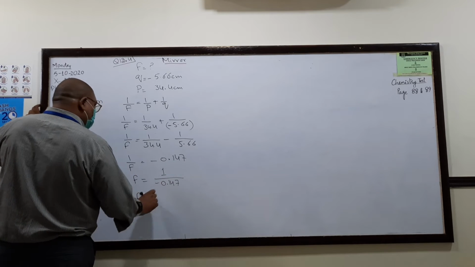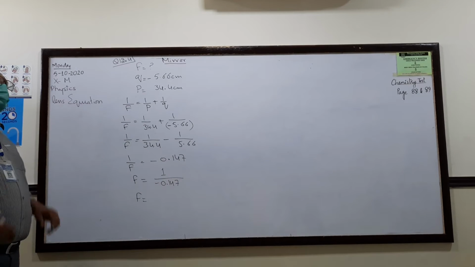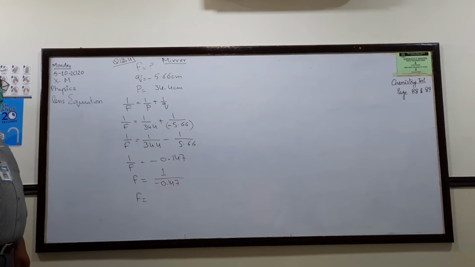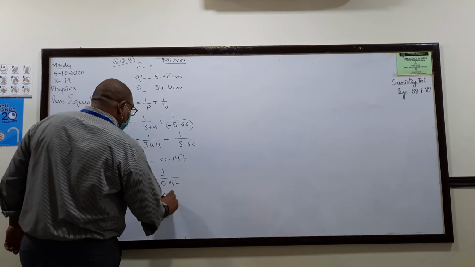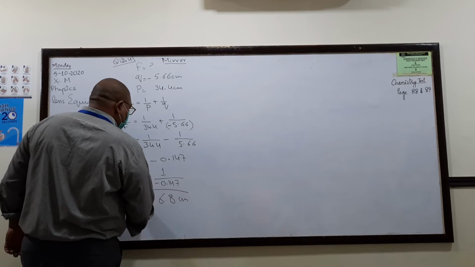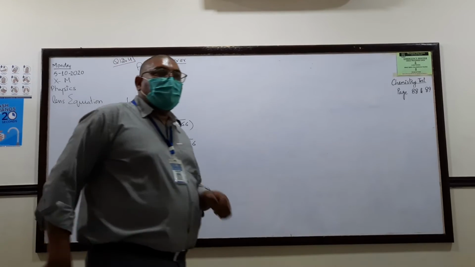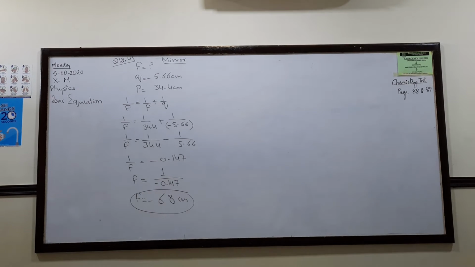Please do 1 divided by answer, equals, or 1 divided by minus 0.147. Minus 6.80. Minus 6.8 centimeter. Check, is the answer good? Check from the book. Minus 6.77, yes. So the focal length will be minus 6.77 centimeter.